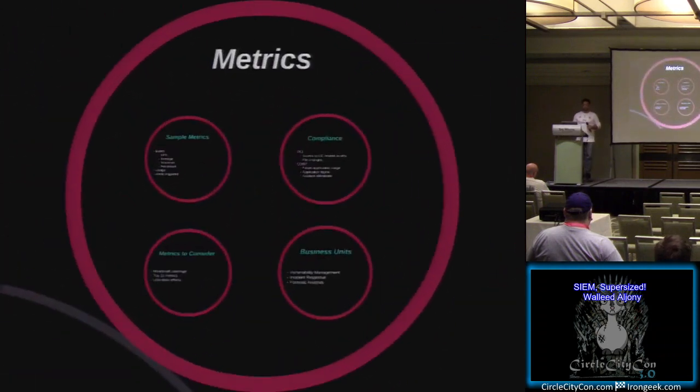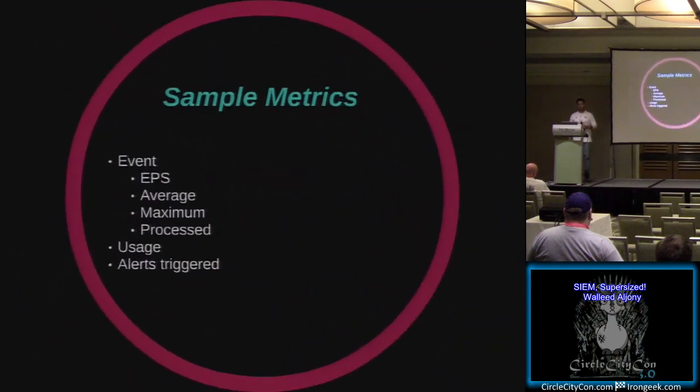Moving on to metrics. Usually if you don't have metrics, most likely your management would not approve of your SIM deployment. Some metrics to consider would be utilizing the events that are happening within the environments: the events per second, the average event, and the maximum and the processed events within a SIM. Not every event that's going to come in within a SIM is going to have an alert within it. So you actually want to see what you're actually processing and your utilization within the SIM.